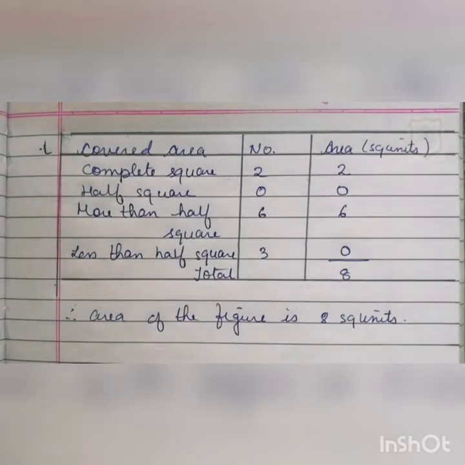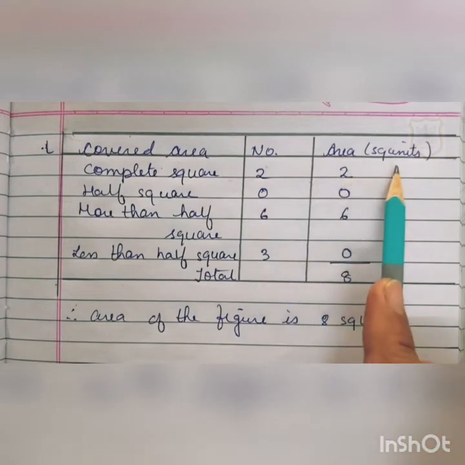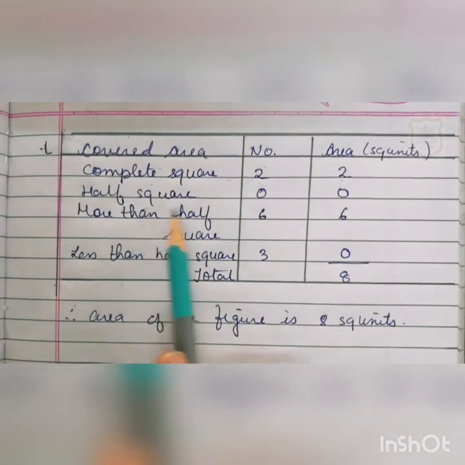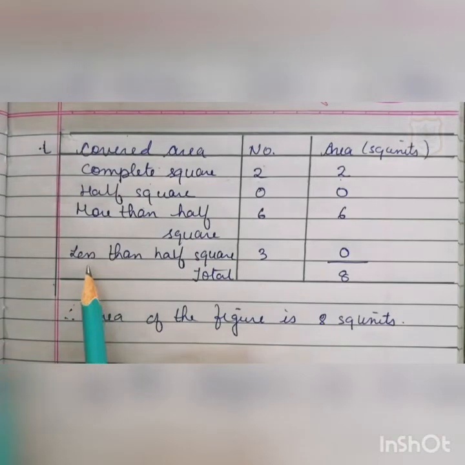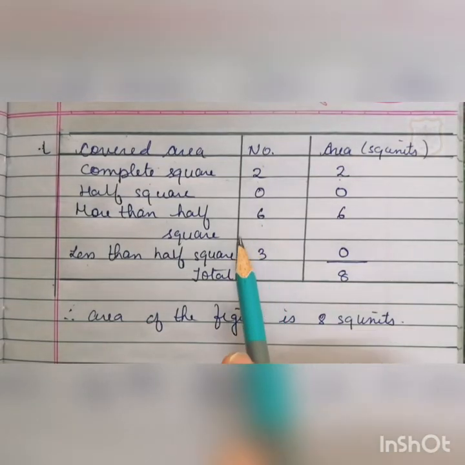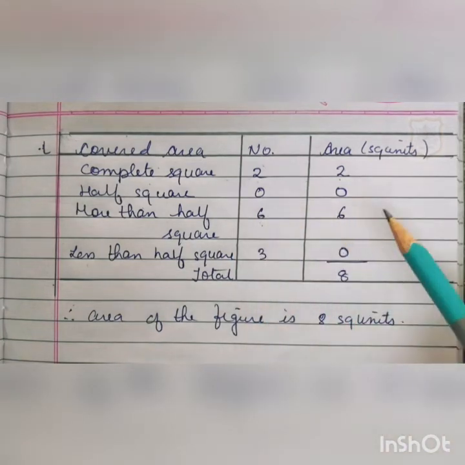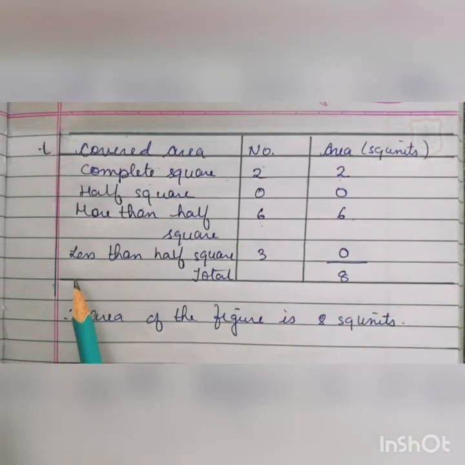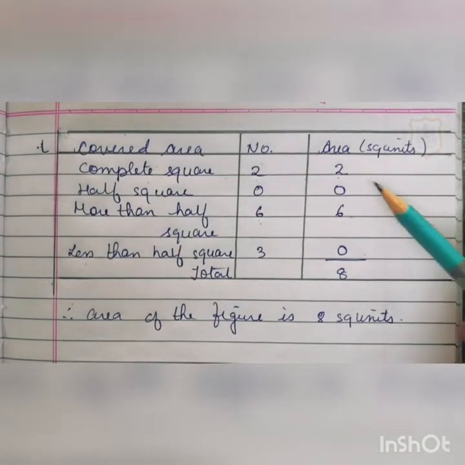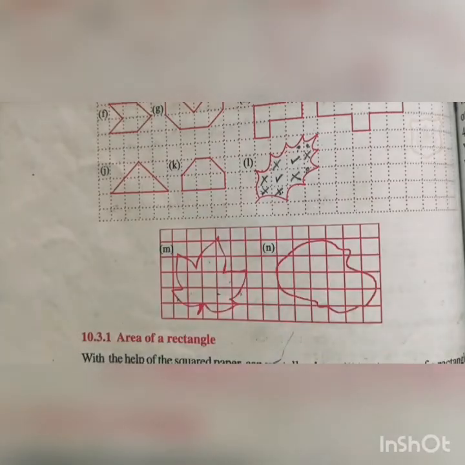So now we will write this table as complete square is equal to 2 numbers. So area in square unit is 2. Then half square is 0, so we will not write anything there, we will put just 0. More than half square, the number is 6, so we will write 6 in area square unit also. Now less than half square we will ignore it. So less than half square is 3 numbers, so we'll write 3 number, but we will ignore it in the area square unit. We'll put 0. So 6 plus 2 is 8. So the area of this figure is 8 square unit.